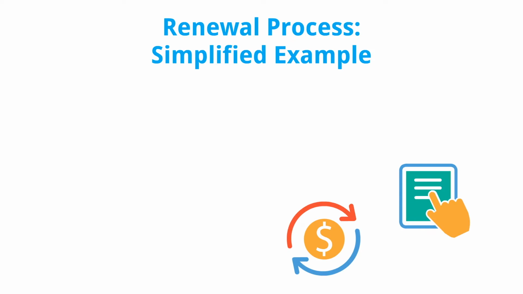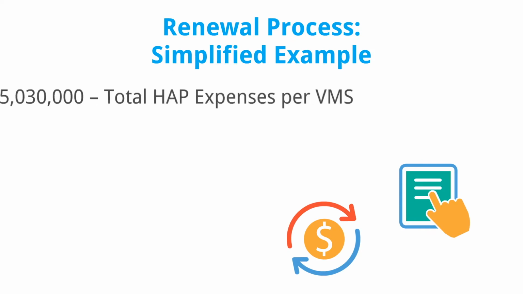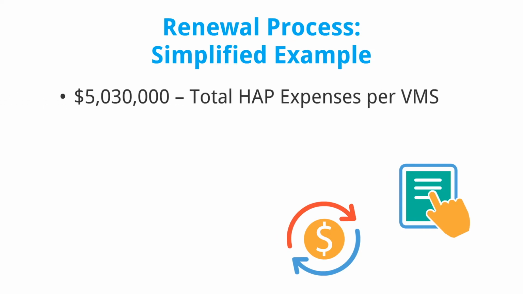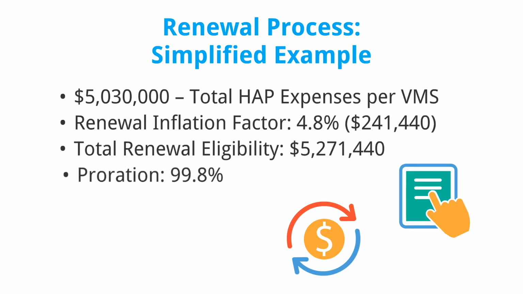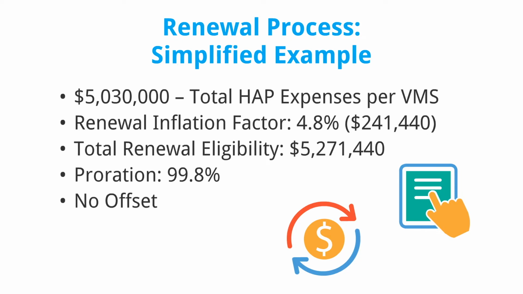Let's take a look at an example scenario. A PHA spent $5,030,000 on housing assistance payments in the prior year, as recorded in VMS, and did not overlease on their ACC. The current renewal funding inflation factor is calculated to be 4.8%. HUD determines the proration factor to be 99.8%. In this example, there are no offsets.